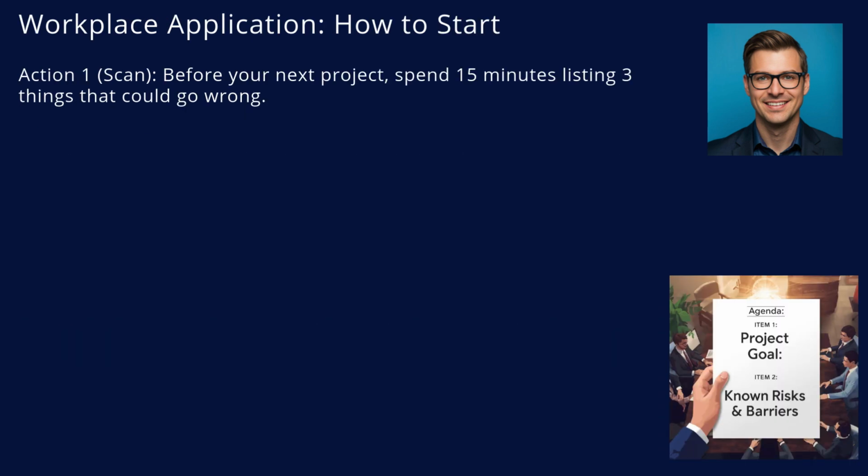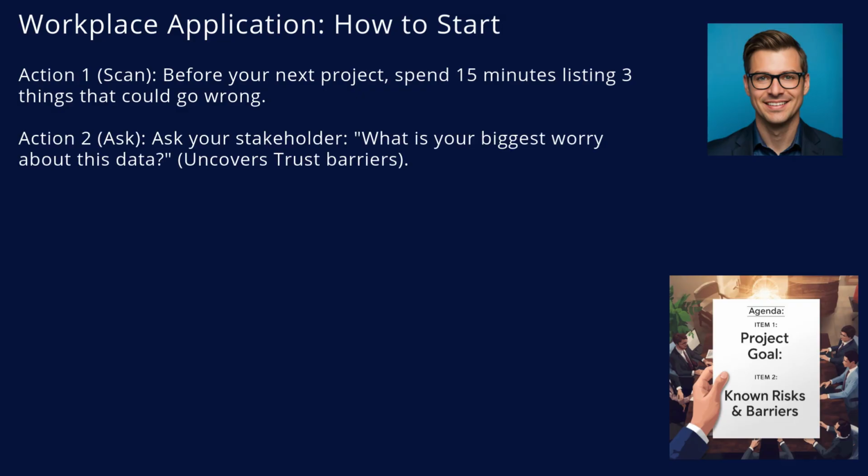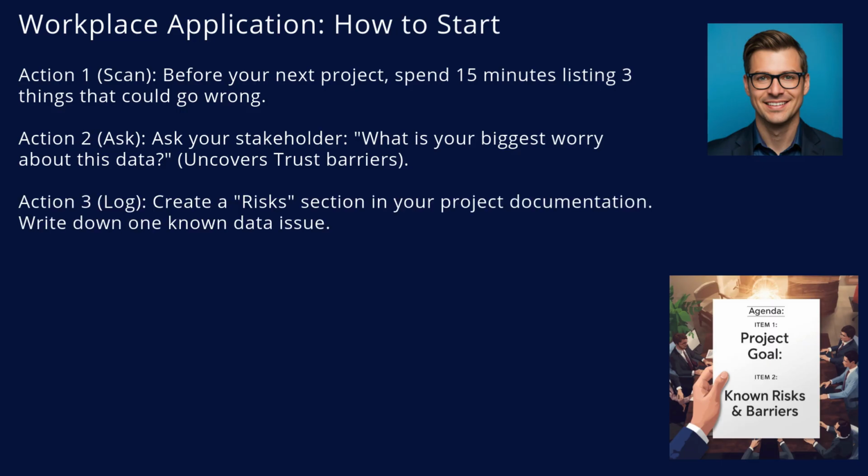Here is how you can apply S51 tomorrow. Action 1, scan. Before you start your next piece of work, stop. Take 15 minutes. Write down 3 things that could go wrong. Data might be late. Stakeholder is on holiday. You are scanning for barriers. Action 2, ask. Ask your stakeholder directly, what is your biggest worry about this project? Their answer will reveal the hidden barrier. Maybe they don't trust the legacy system. Action 3, log. Add a risks section to your next update email. Current risks, data latency. Make discussing barriers normal. It shows confidence, not weakness.